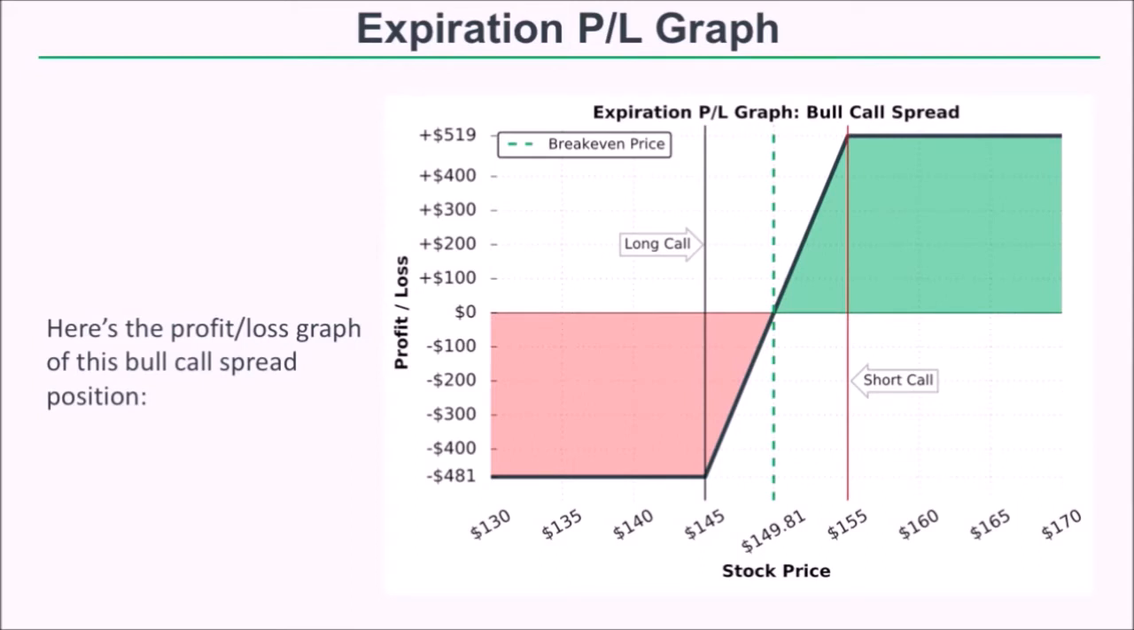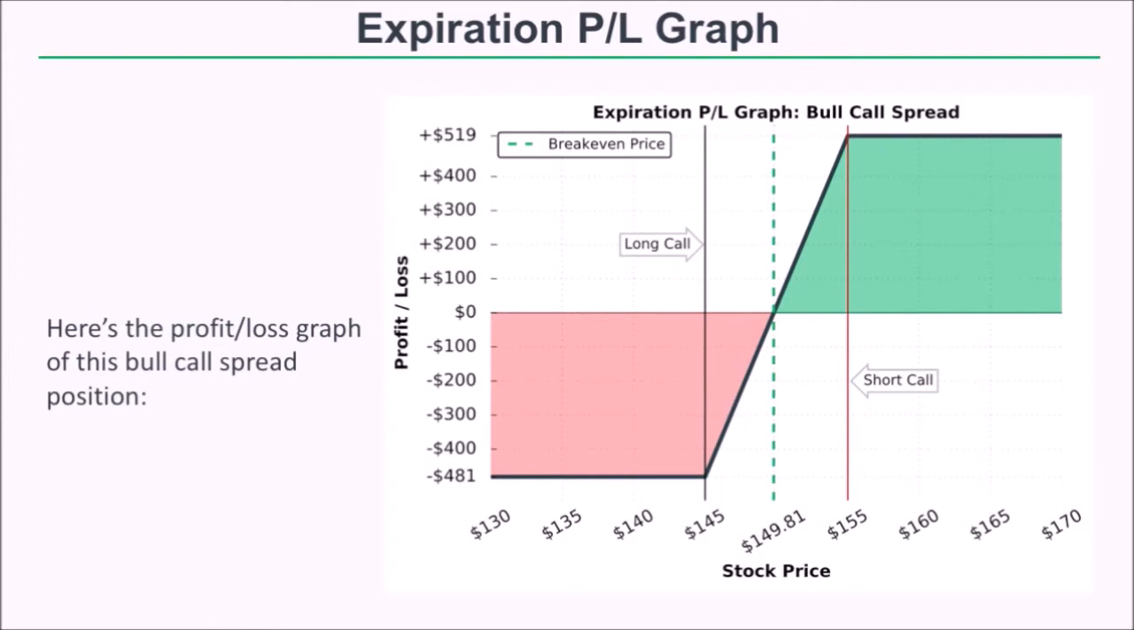We will have some residual value, but the strategy will still be a loser overall. Now the break-even price is the long call strike price of 145 plus the $4.81 debit. So that brings our break-even price to 149.81.